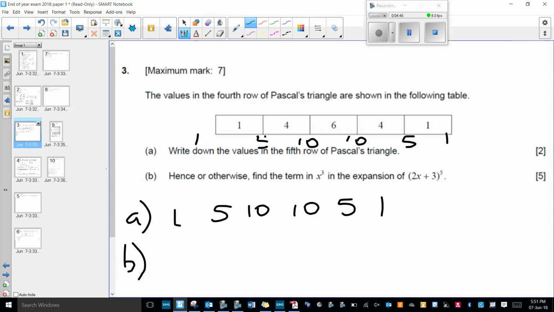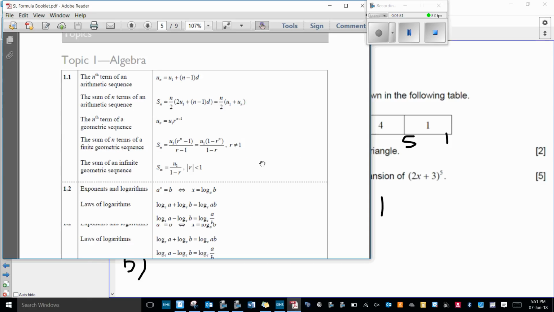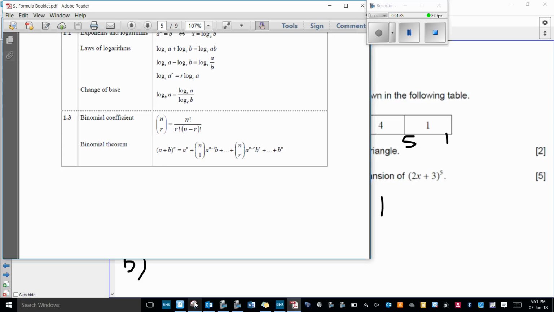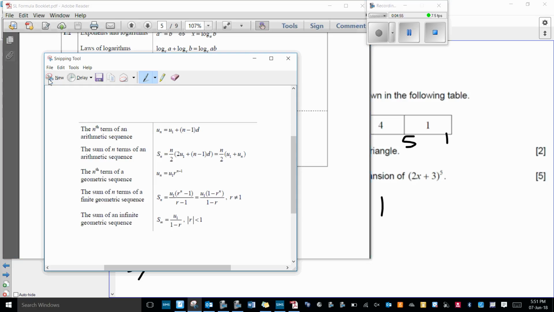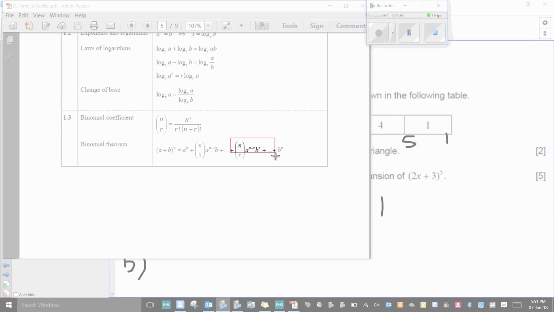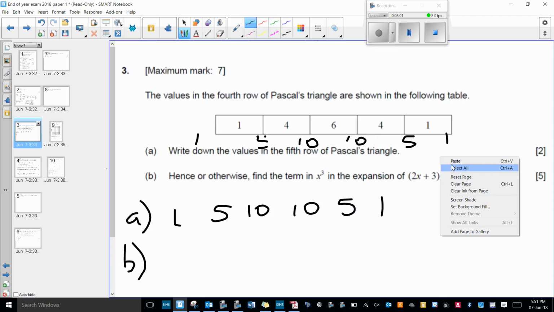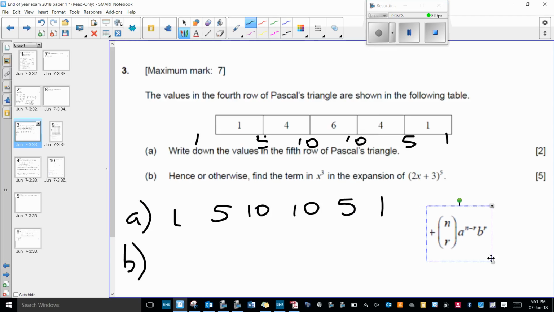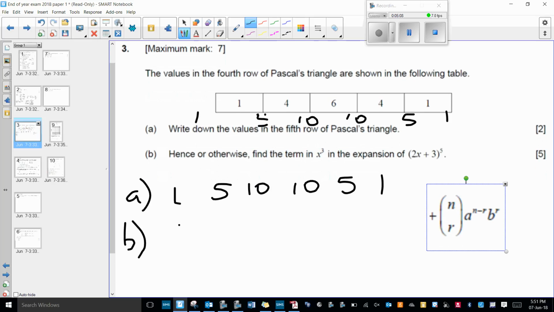Okay, so this is where we're using this here. Okay, so we're very familiar with this. So in our case, our n is 5, and we're trying to find r.